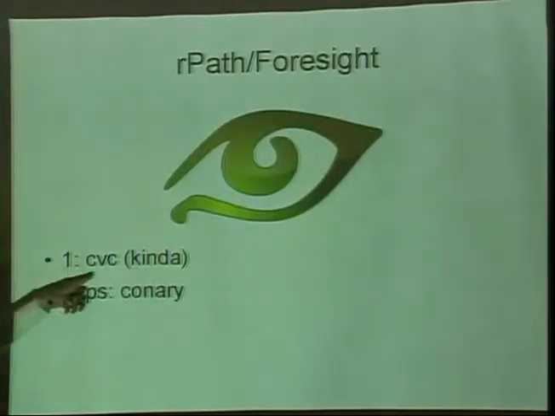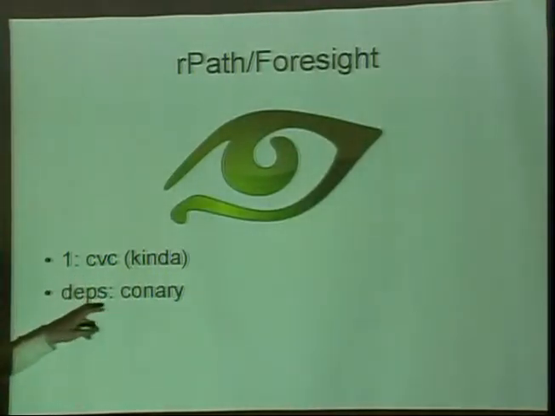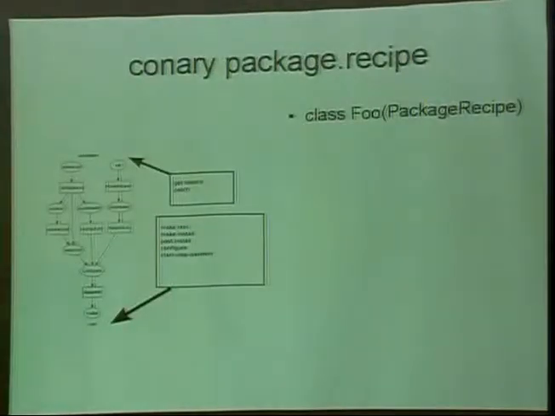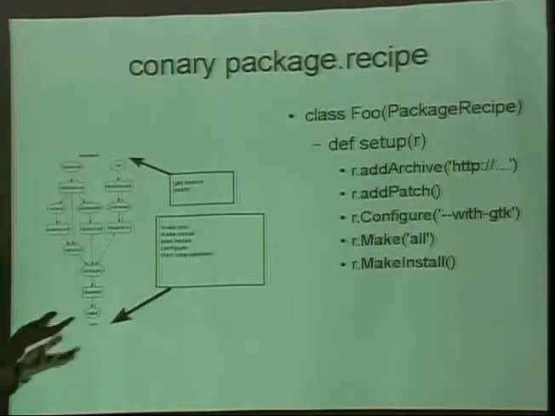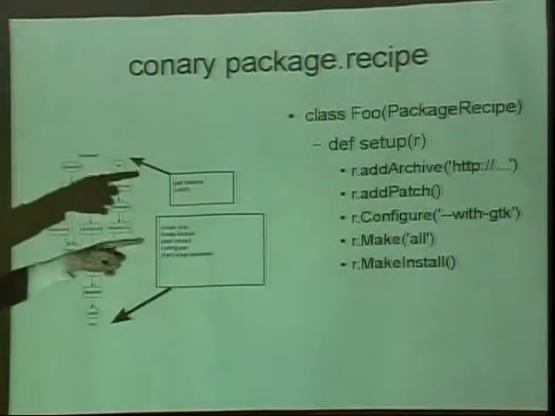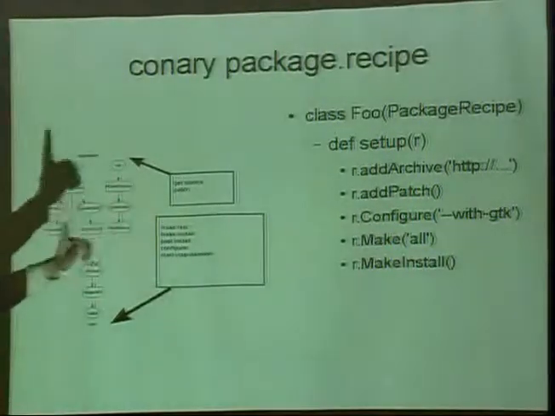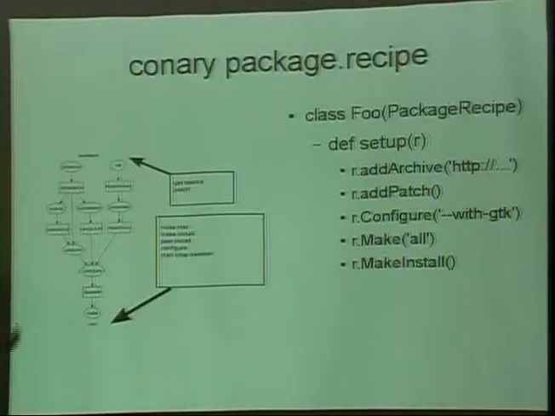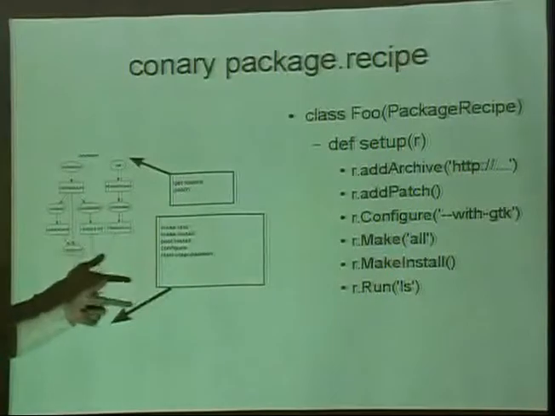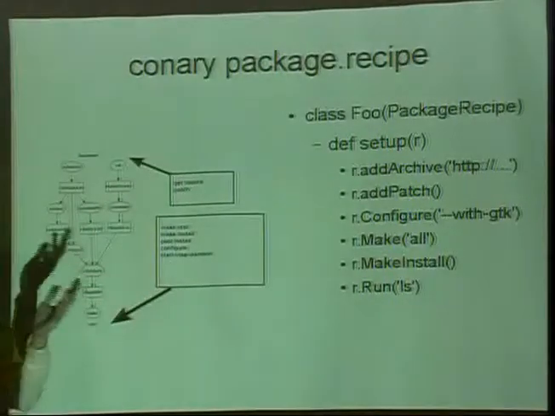The single package tool is CBC, kinda. The multiple ones is Conary. A Conary package recipe is basically a Python class. You inherit from package recipe, and then you create this function called setup, and then in it you do pretty much the other stuff like add archive, pull it from here, patch, configure, make install, pretty standard. Or if those are not there, you can just run any command with r.run.